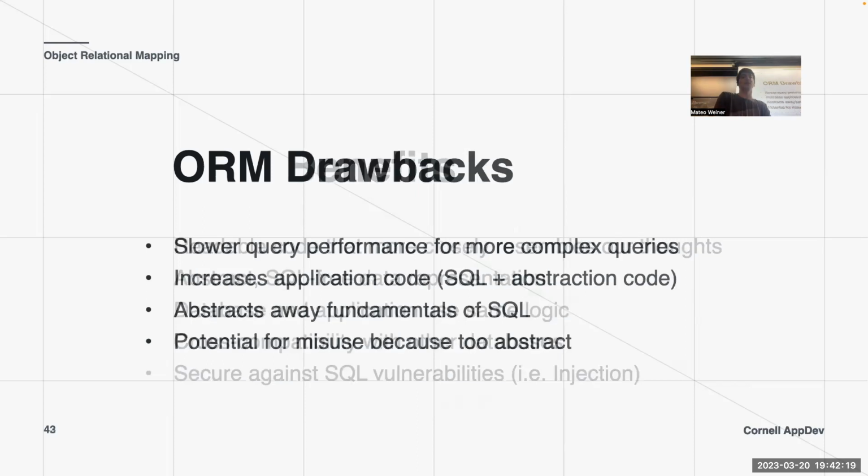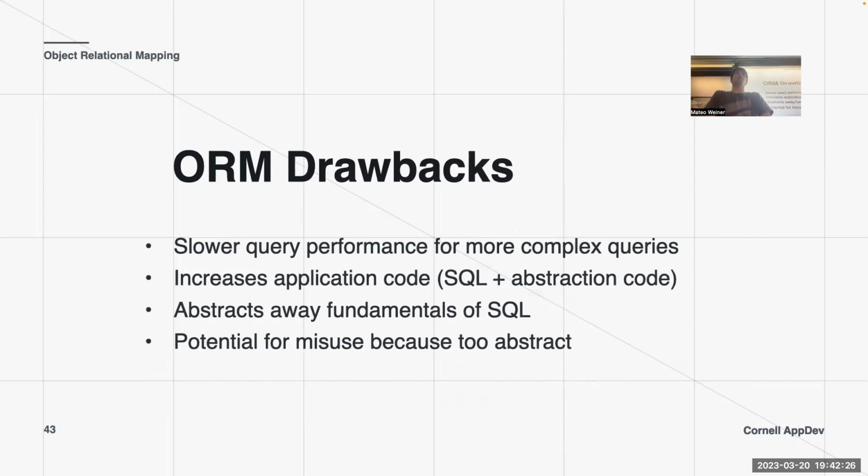Okay. Of course, there are also going to be some ORM drawbacks. The main one is that you have slower query performance. And this is especially true when you get to really long queries. A lot of times people say that some ORMs won't even be able to make every SQL query that you can make just using raw SQL. So yes, writing raw SQL is the more efficient way to do it. And using an ORM might make the code simpler, but might offer some performance drawbacks. Additionally, it'll increase your application code because you have the SQL as well as the abstraction code. So overall, your application becomes more dense with code.